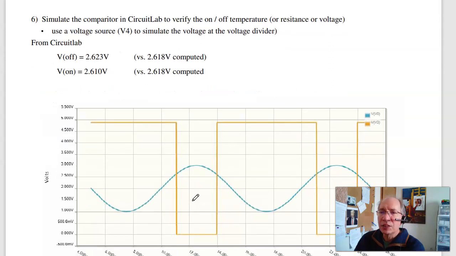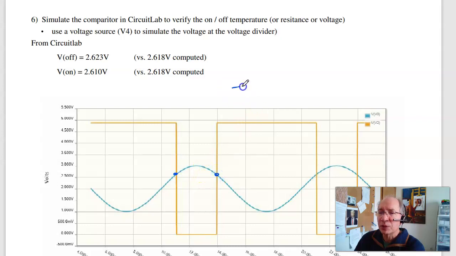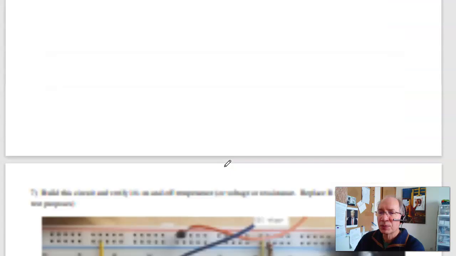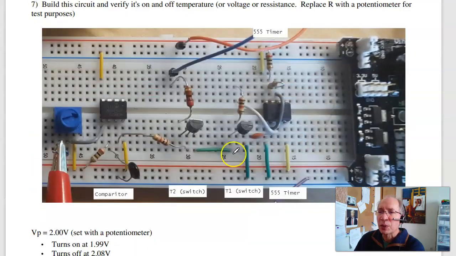I could simulate that in CircuitLab. Run the simulation, and the on voltage is the same as the off voltage. That's a comparator. Should look like this. Should be both turning on and turning off at 2.618 volts. That checks out in simulation. Then in hardware, I can sit there, run the circuit, heat it up, see what temperature turns on, cool it down, see what temperature or voltage it turns off. They should both be the same.